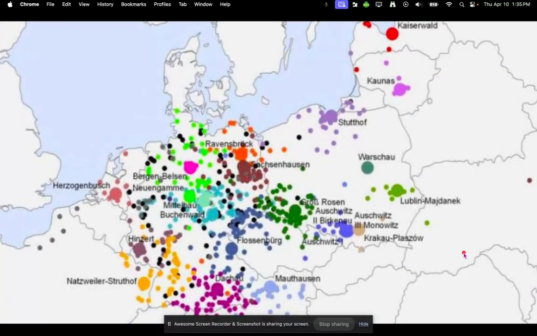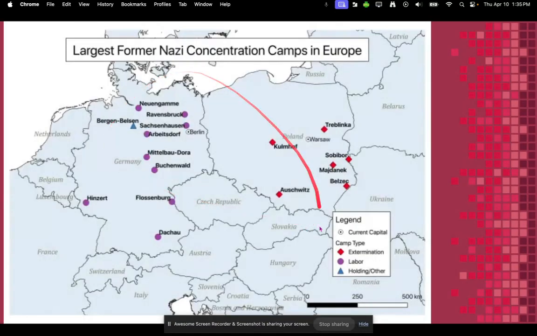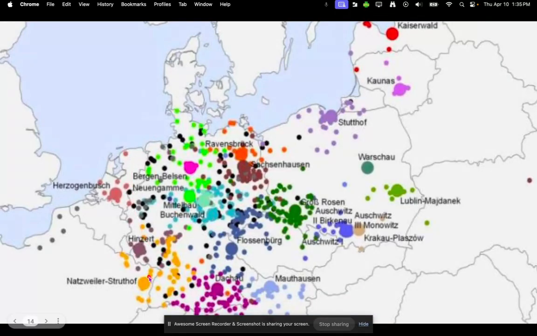But this map is also just as important. Every single little dot represents a concentration camp. So, going back here, you're like, oh my gosh, there's a lot of concentration camps. That's horrifying. But here shows all of them. Some of these concentration camps weren't the big ones like Auschwitz, there were more smaller ones, but they were just as deadly.